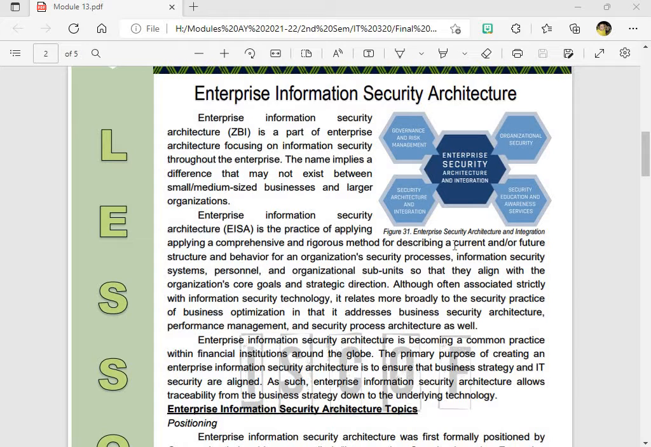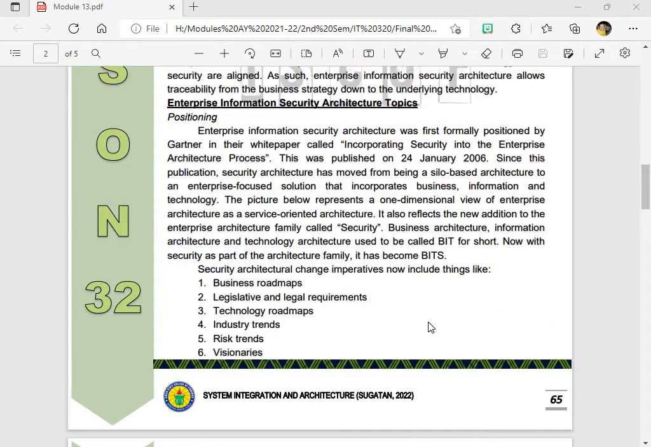So enterprise information security architecture is becoming the common practice within financial institutions around the globe, and the primary purpose of creating an enterprise information security architecture is to ensure that business strategy and IT security are aligned. As such, enterprise information security architecture allows traceability from the business strategy down to the underlying technology. The first topic for this morning is about enterprise information security architecture topics. So first of all, we have positioning.